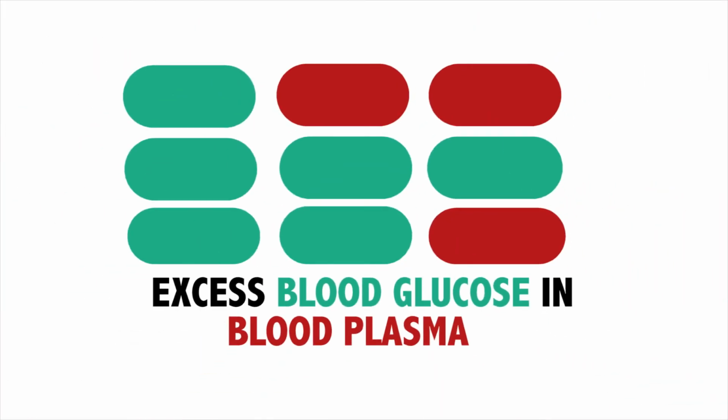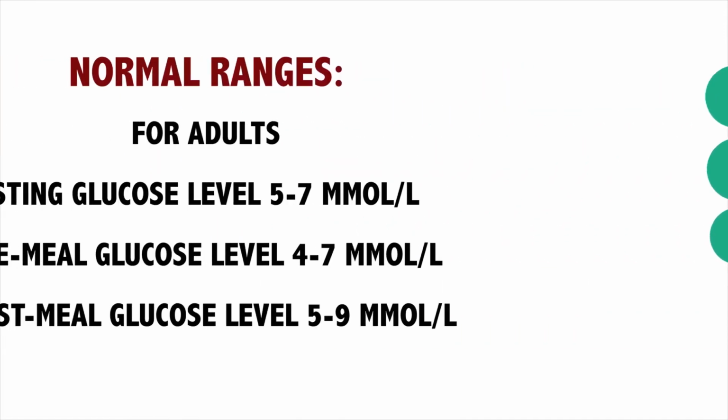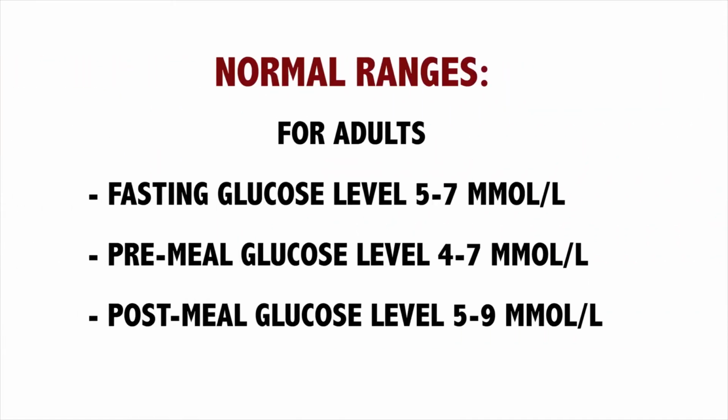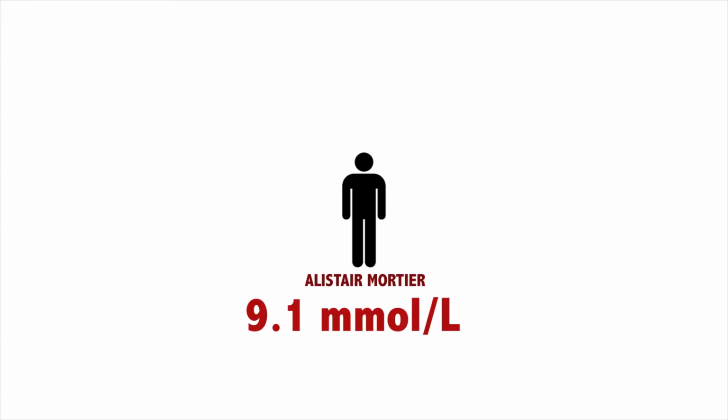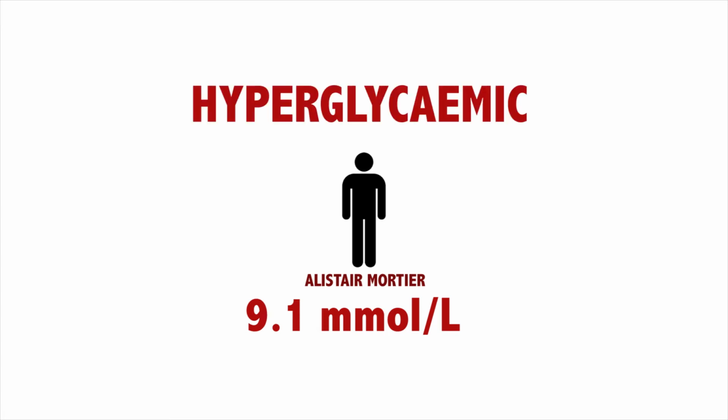Hyperglycemia is a condition in which an excessive amount of glucose is circulated in the blood plasma. Consequently, if the patient's blood sugar is not within the recommended normal ranges, and in Alistair's case his BSL is 9.1 millimoles per litre, therefore exceeding the normal range, it is more often than not a telltale sign that the patient may be hyperglycemic. Many people do not experience the symptoms of hyperglycemia until their blood sugar is extremely high.